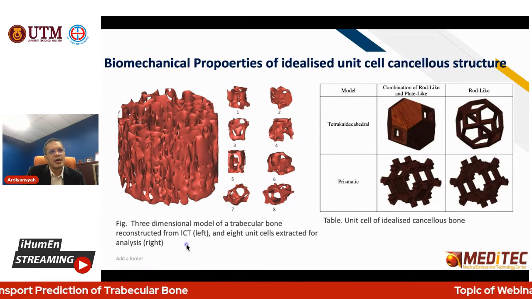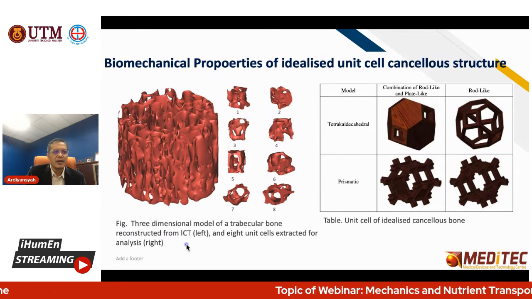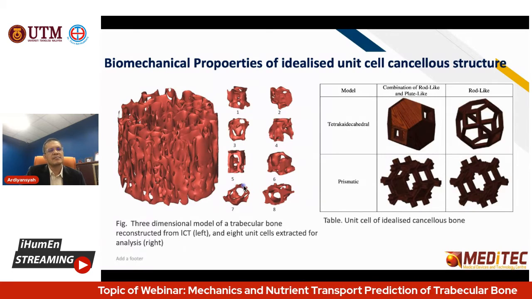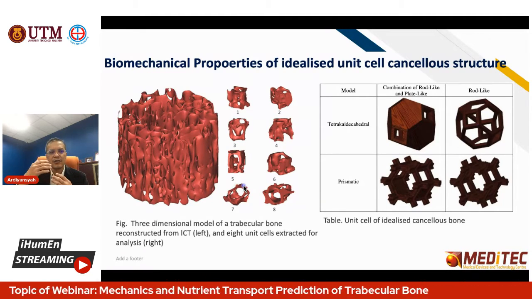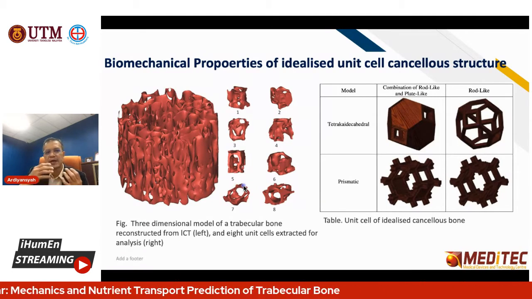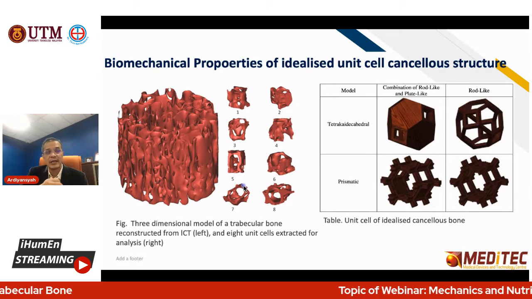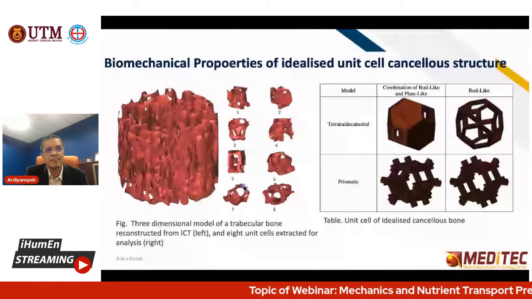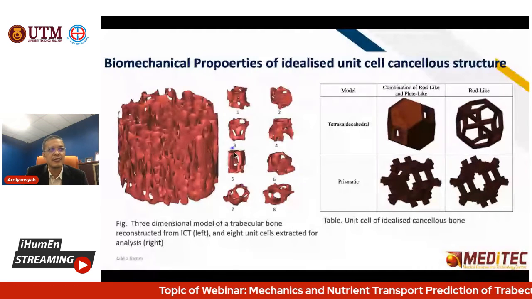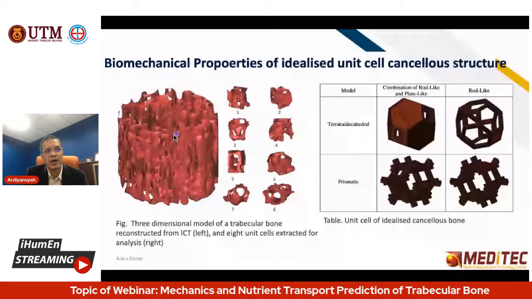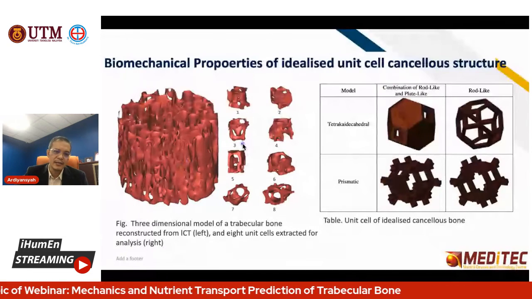After we construct the trabecular bone from the micro-CT, in the study of the trabecular bone we can study by unit cell. The trabecular bone has a very unique unit cell. This is 8 samples of the unit cell. You can take them from here one by one, and then you analyze.